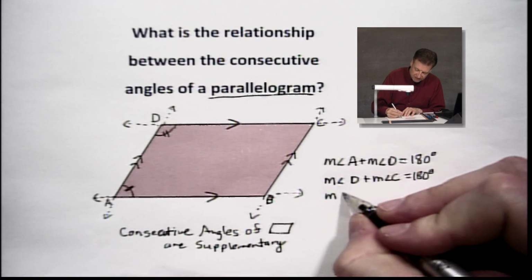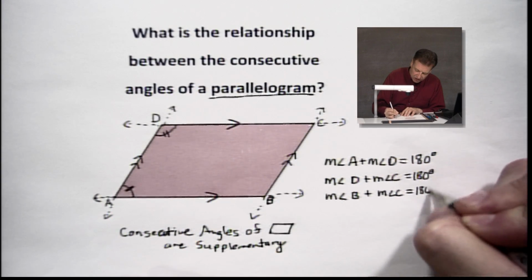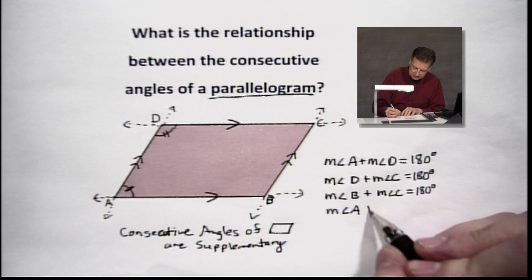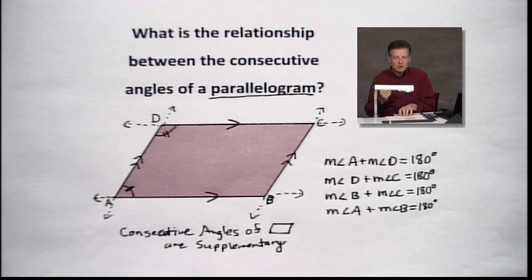So let's finish it off here. How about B plus C? We also come up with 180 degrees. And while we're at it, finish it off: A and B. Yes, 180 degrees. All those are supplementary pairs.